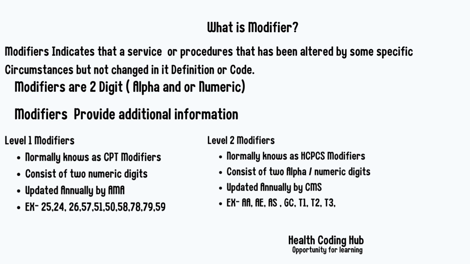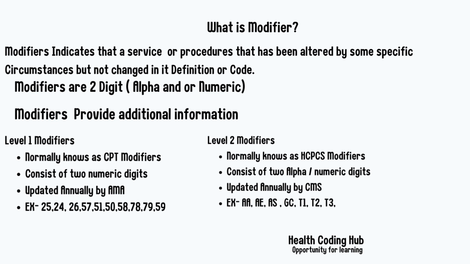Basically, modifiers are 2-digit. Sometimes they will be alpha, meaning the alphabet, like A, B, C, D, and sometimes they will be numeric, meaning numbers like 1, 2, 3, 4. Modifiers provide additional information, but they will not change the meaning or definition of any procedure or any E&M codes.